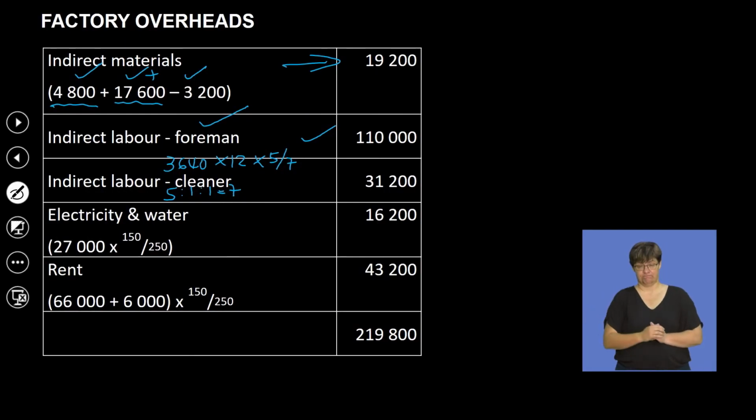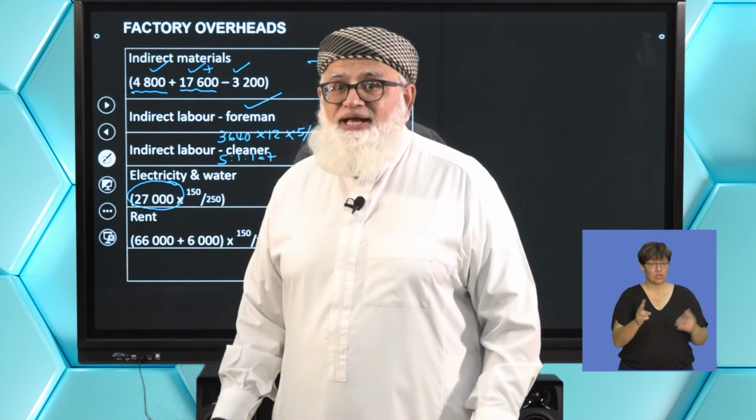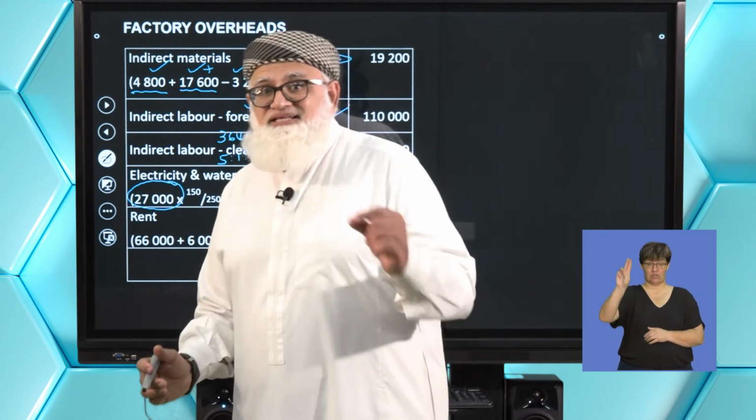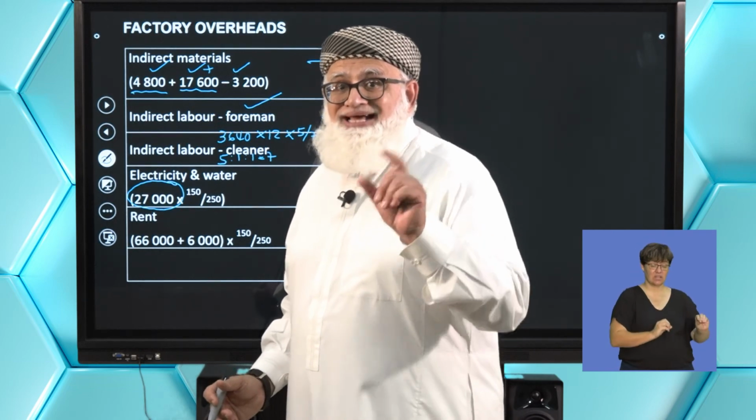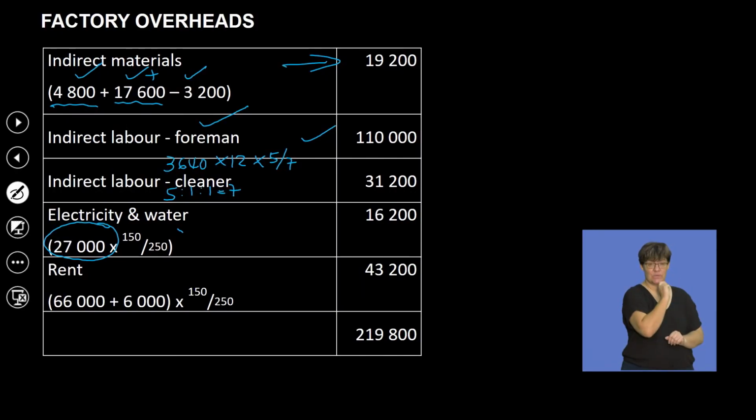What do we know about electricity and water? We were told that you paid a total of 27,000 Rand. Do you recall? Information given to you. We've been through this information. Remember, I also showed you the square meterage. If you recall, the total square meterage was 250 squares for the entire premises. But the factory only gets apportioned its usage, which was 150/250. And that gives you your final calculation.